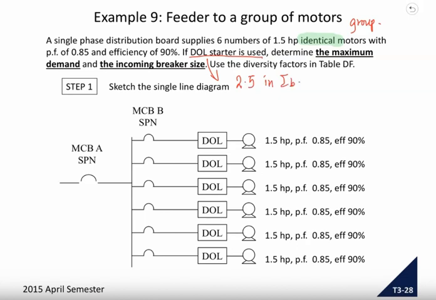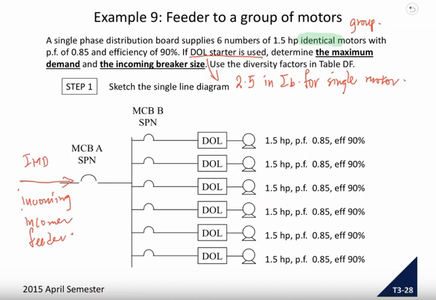IB for single and we need to determine the maximum demand and incoming circuit breaker. Okay, so we also call this the incoming. We also call this the incomer. We also call this the feeder. Okay, so we are interested to find the IMD here. We are interested to find what is the size of this. And of course, in the process, we need to find IB prime.